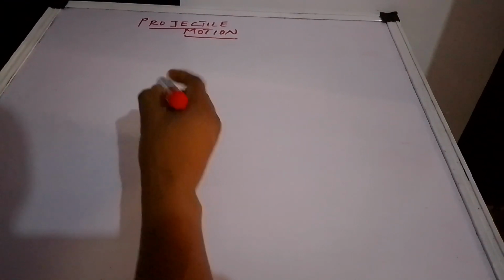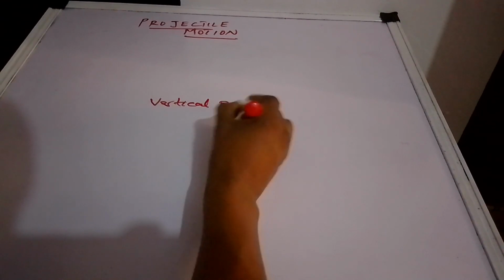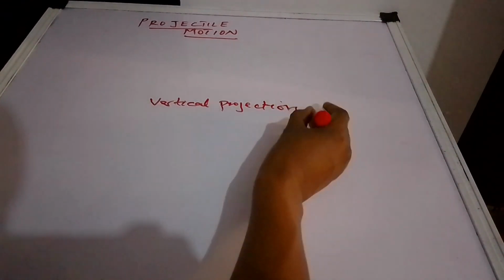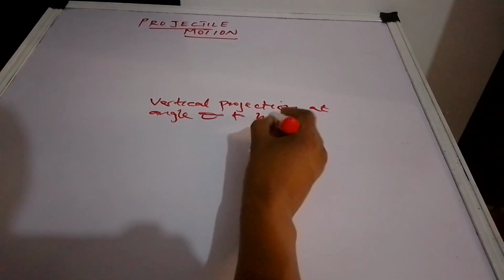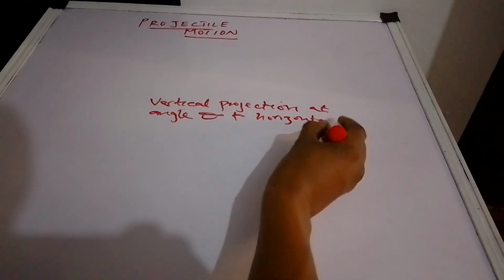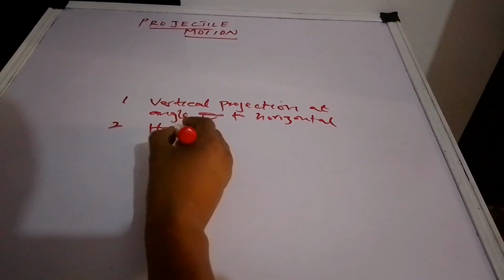But before we look into those examples, I want us to go quickly over some of the formulas we'll be applying. Now we have the vertical projection at angle theta to the horizontal, and then we have horizontal projection. We have two projections that we have discussed. Number 1, we have the vertical projection at angle theta to horizontal. Then number 2, we have the one that we call horizontal projection.